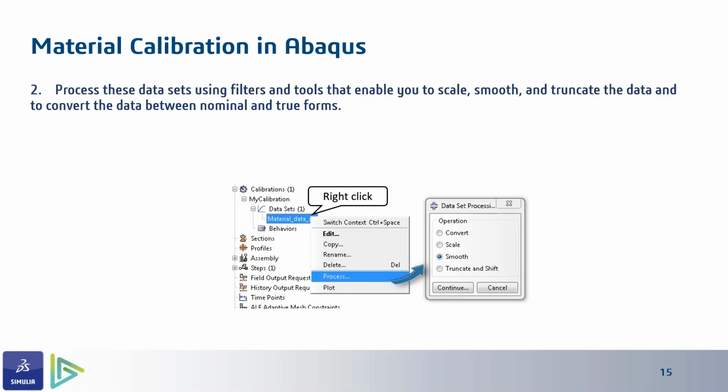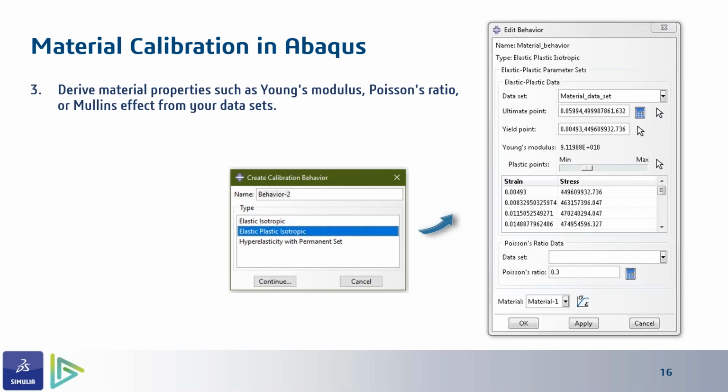You then have the option to process the data, as it's important to smoothen up coarse data. So Abaqus gives you the option to either convert the data or scale the data. You could even smooth and truncate if you require. Lastly, once the material has been declared, you could then choose the correct yield points, the ultimate points, and then from those values you can get the plastic points. When you talk about hyperelasticity, then you need to also include effects like the Mullins effect into your data series.